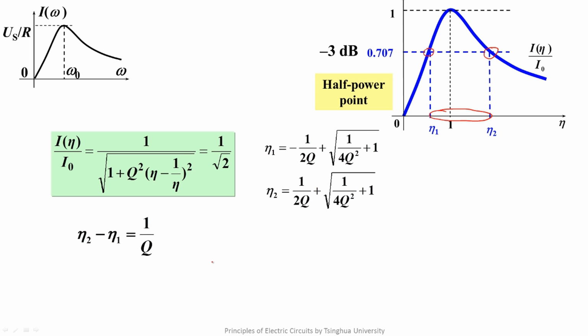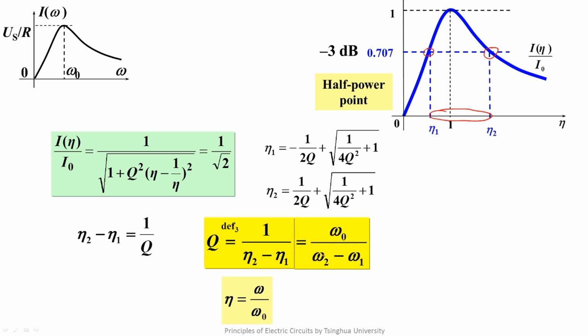Now we get the third definition of the quality factor. Quality factor is defined as the reciprocal of the difference between the two half power points. Eta is a relative frequency, but we often use absolute frequency in the actual frequency characteristic. So eta is substituted back by omega over omega 0.